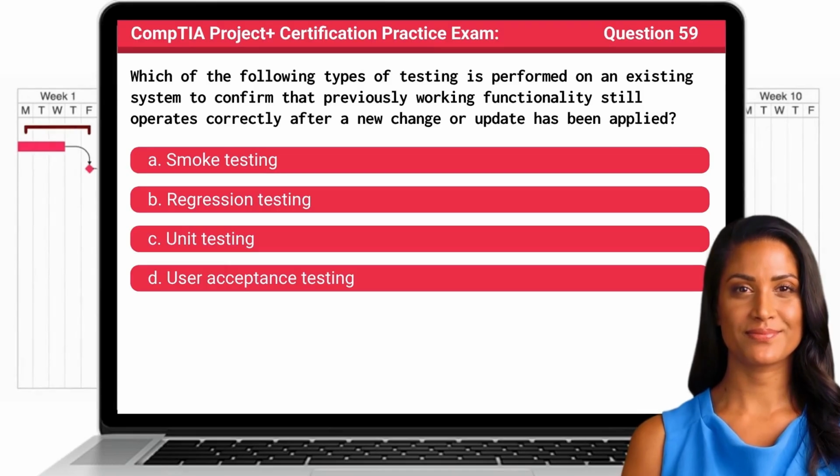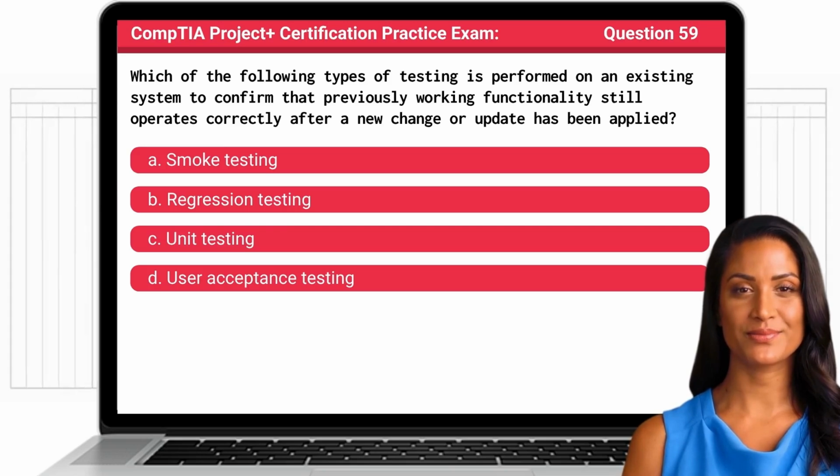Question 59. Which of the following types of testing is performed on an existing system to confirm that previously working functionality still operates correctly after a new change or update has been applied?